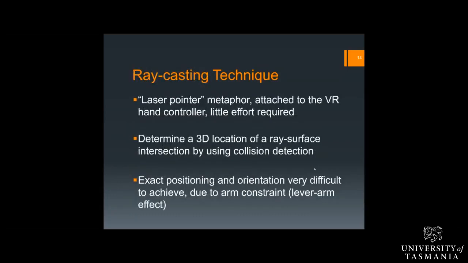Okay, so that's why another technique for selection is called ray casting. Think about it like a laser pointer. The metaphor is the way that you use it, a laser pointer. So you're here, but you can point to where your object is. This is usually attached to your VR hand controller. It determines the 3D location of the ray on a surface. So the ray will move from where it originates, the tip of your hand controller, and point to the surface wherever it intersects inside the 3D environment.